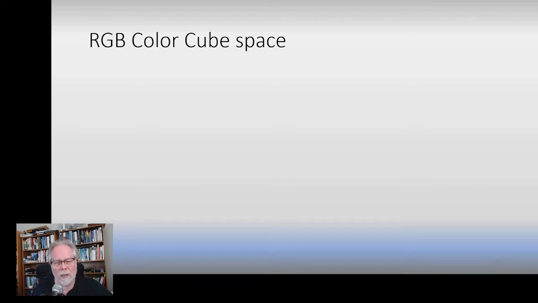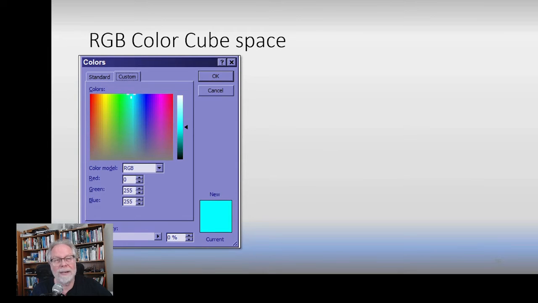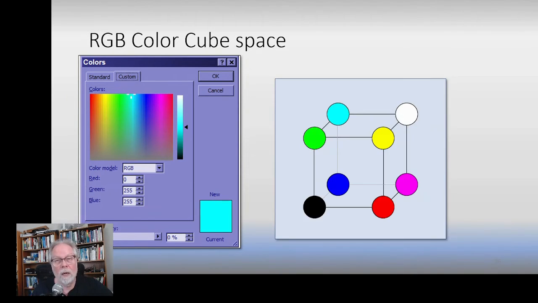I'm going to talk about a color space, and in this case the red, green, blue color space. This is the color picker that we have in Microsoft products. Red, green, and blue, each individual amount. We can adjust each one of those to get a whole bunch of different colors. And this is what it looks like three-dimensionally. We start off with this cube. Think of this as a space.